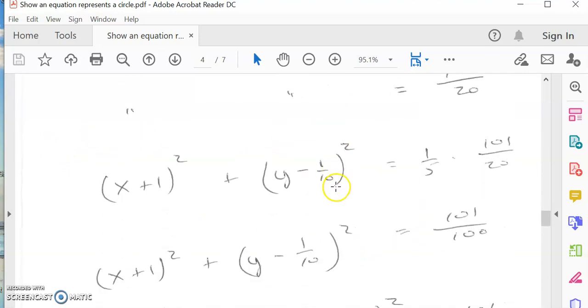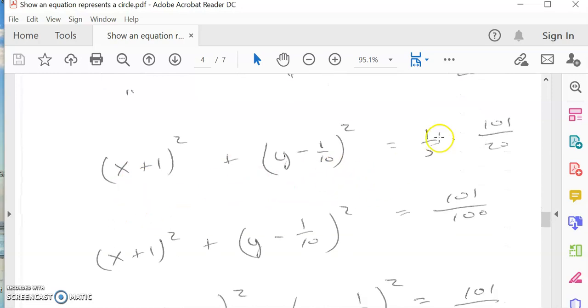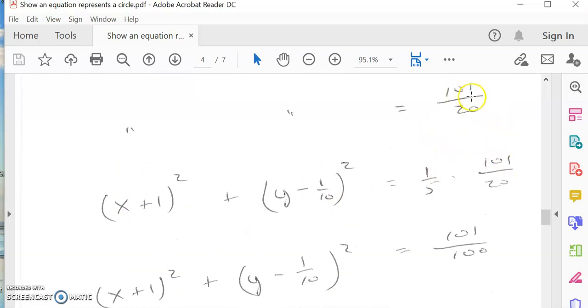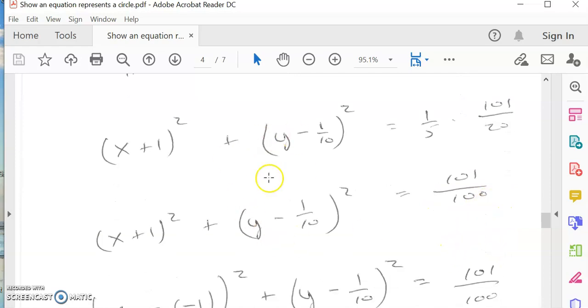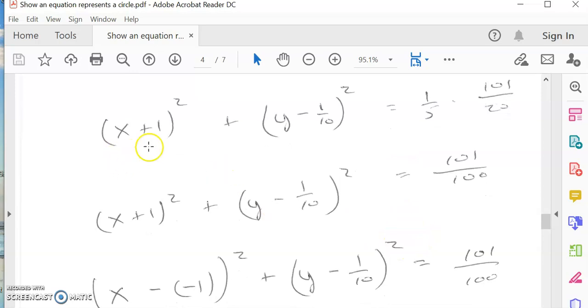And what do I have left? Boom, I have this. And over here on the right-hand side, I have 1/5 times 101 over 20. 1 times 101 is 101. 5 times 20 is 100. That makes abundant sense, right? Over here on the left-hand side, I am so close. I have x plus 1 quantity squared plus y minus 1/10 quantity squared.